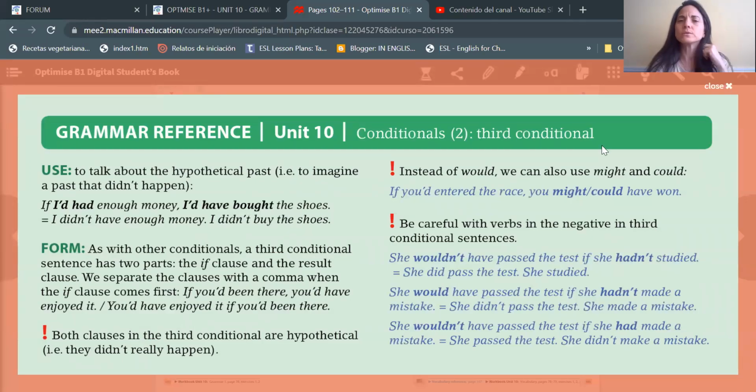Hello, everybody. Today we're going to start with Unit 10, Grammar 1. So let's open the book. And we're going to read about conditionals, third conditional in this case.